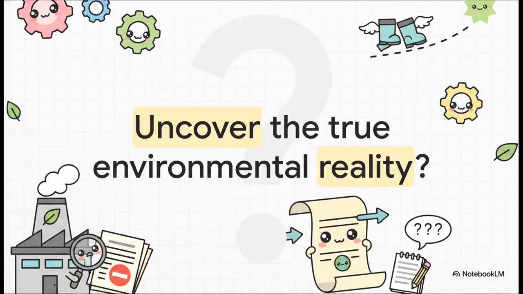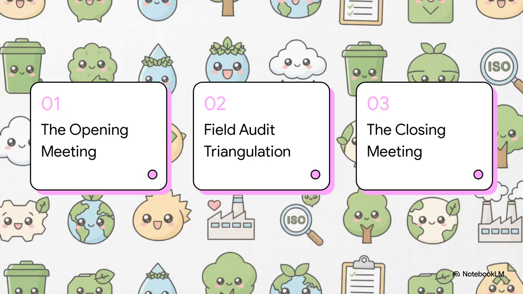So here's the million-dollar question. How do you actually uncover the environmental reality of an entire organization? Because you definitely can't just sit in a comfy conference room reading a beautifully bound manual. No way. To find the truth behind all that paperwork, you've got to embark on a highly structured, evidence-based journey through the facility. You need to see firsthand how their daily processes actually interact with the environment out there in the real world.